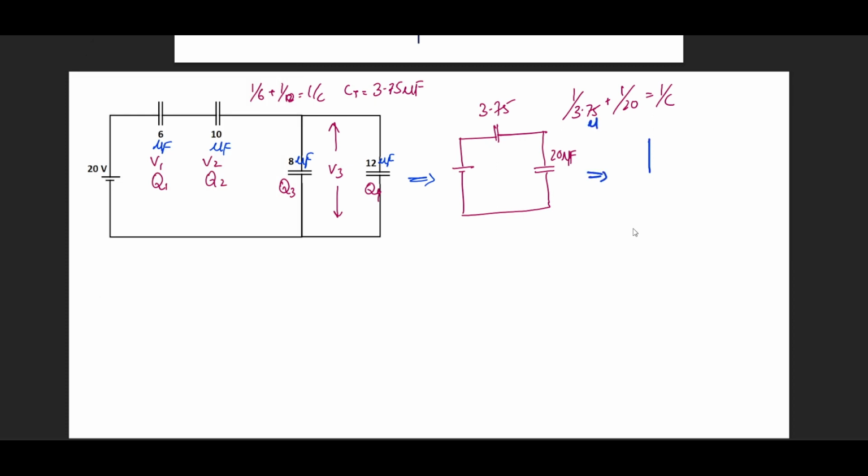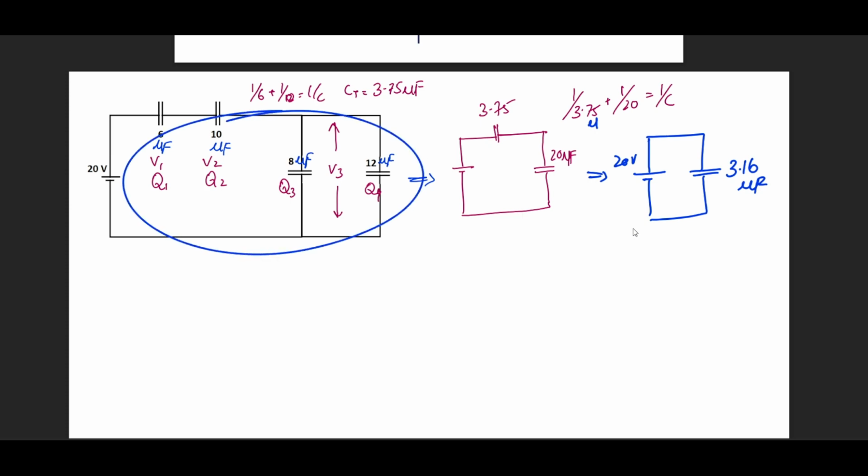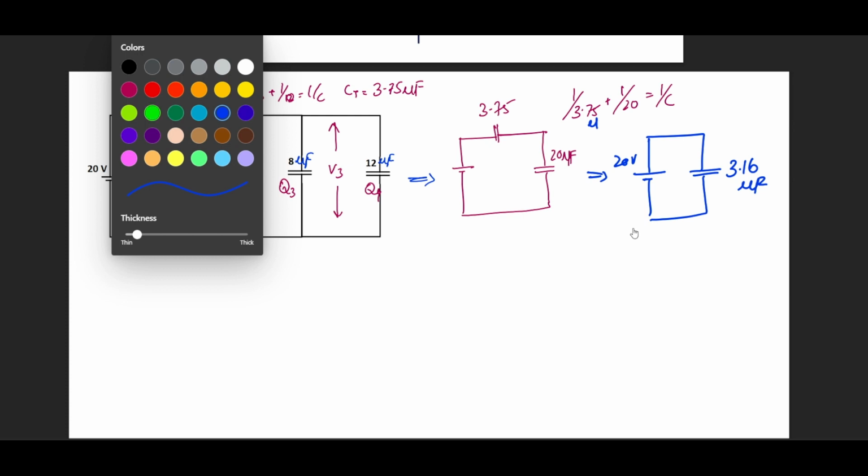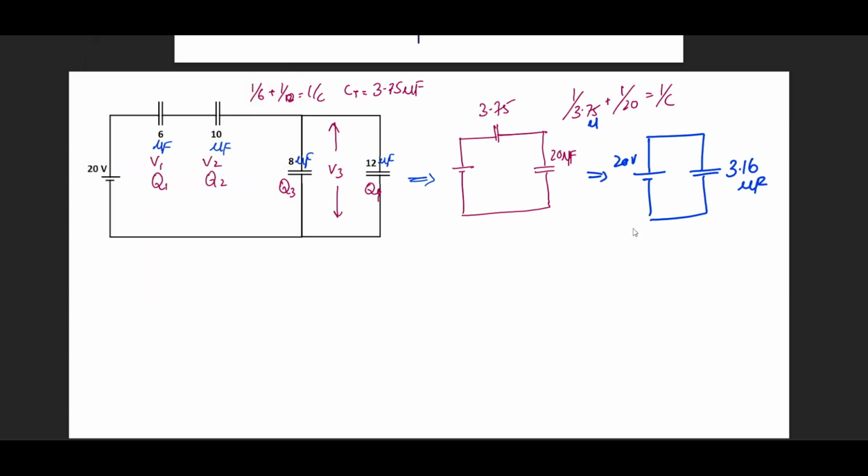So when you fully simplify this, you realize that you are ending up with a 20 volts battery and a single capacitor of value 3.16. So this is 3.16 microfarad, which means that this whole circuit can be simply replaced by a single capacitor of value 3.16. But of course, you are not going to find this from the market. This is just for solving the question.